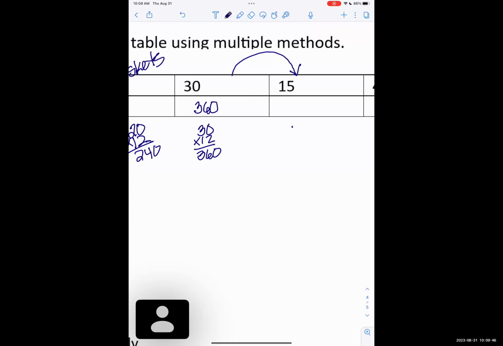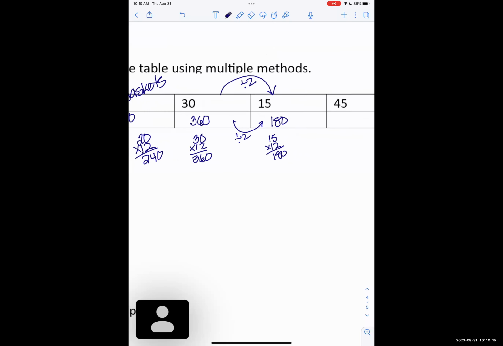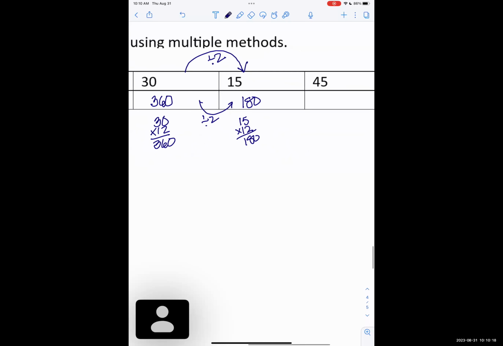I could take 15 times 12, or if I divide the top by 2, I can also divide the bottom by 2 and get 180. Okay, I know these are weird. These are kind of working on your creativity a little bit. Some of you totally see that originally, and some aren't super comfortable with it. Okay, let me move this.